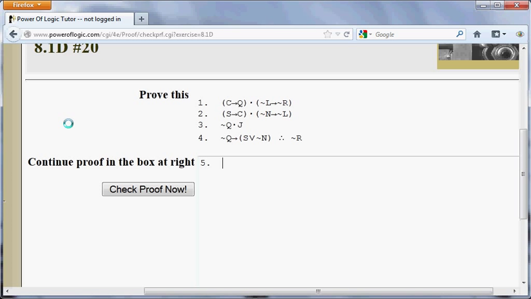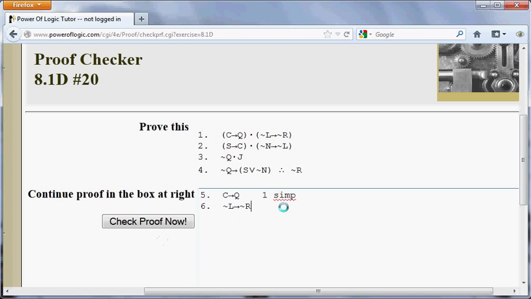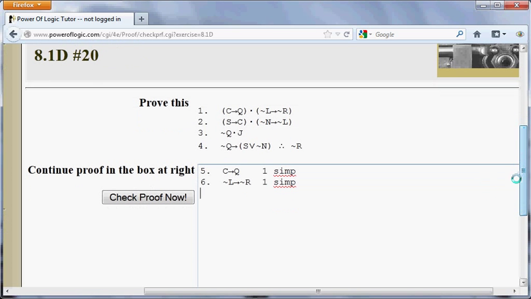So let me take the C then Q, and that's going to be 1 simp. And maybe I'll also do a 1 simp to get the not L, then not R. That's also going to be a 1 simp. Again, the main operator of line 1 is the dot, so we could use the rule of simplification.